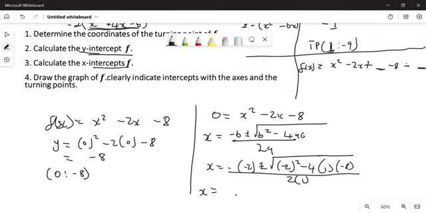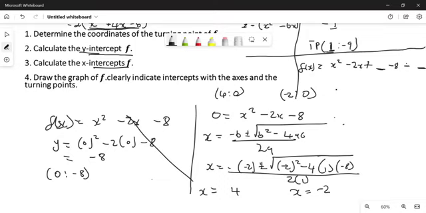And then it says x1 is going to be 4, and we can do it this way, you know. And then x2 is going to be minus 2. Then we are going to have 4, 0, and then minus 2, 0.